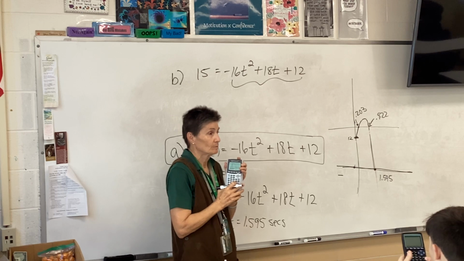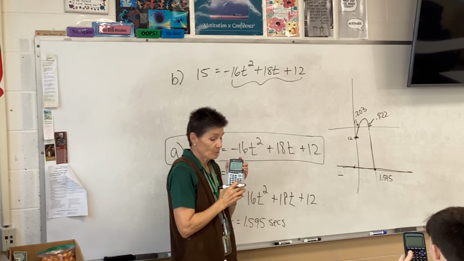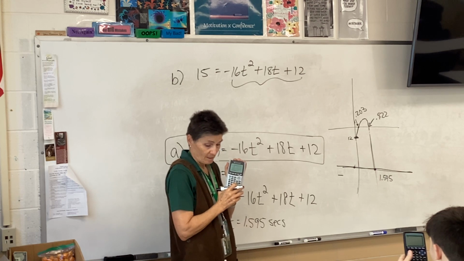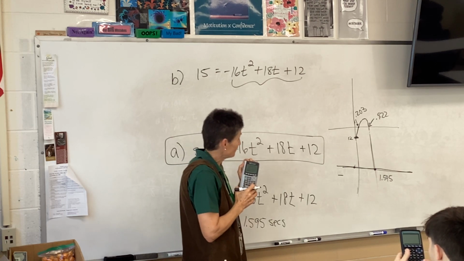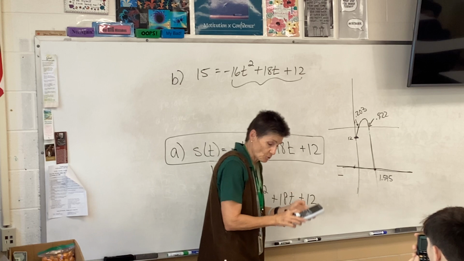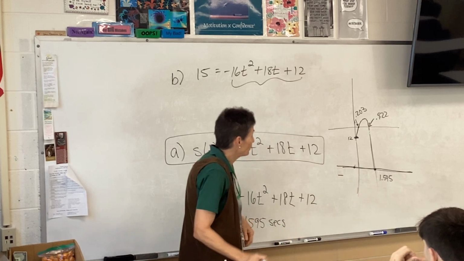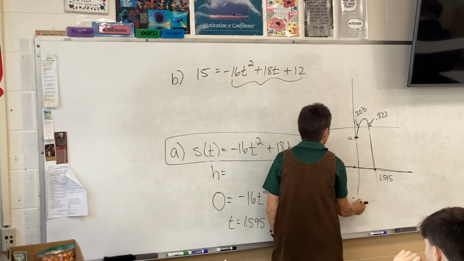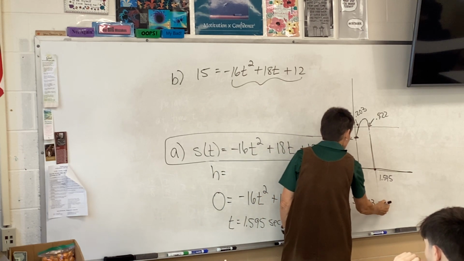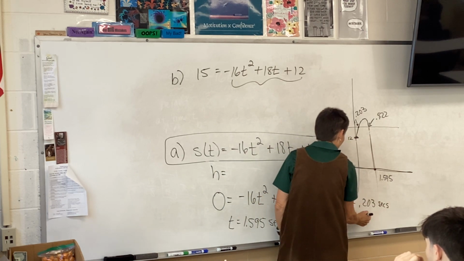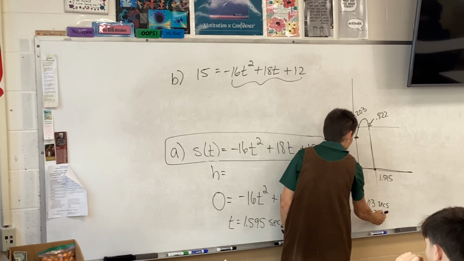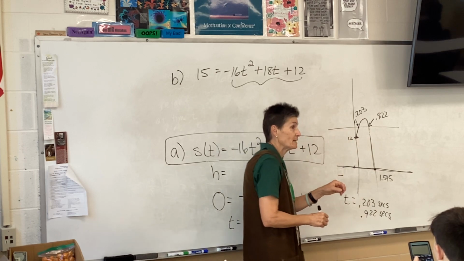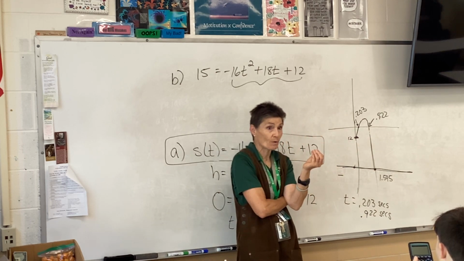Point 922. Okay, we're gonna do another example, guys. But first we gotta finish this one. So what is the answer to question B? When will it be 15 feet above the ground? When t is 0.203 seconds, or when t is 0.922 seconds. These are the 2 points when it's exactly 15 feet above the ground.